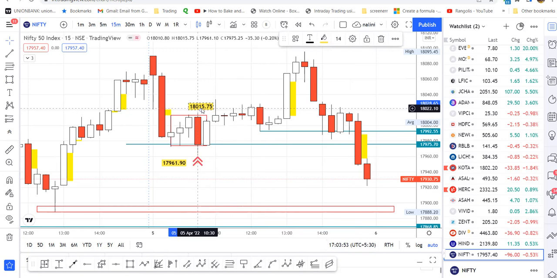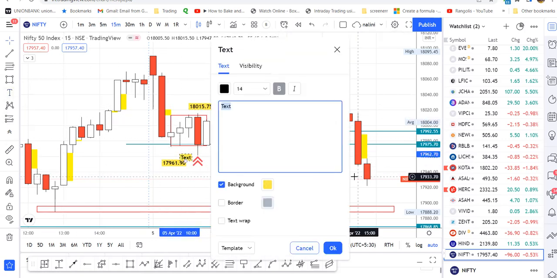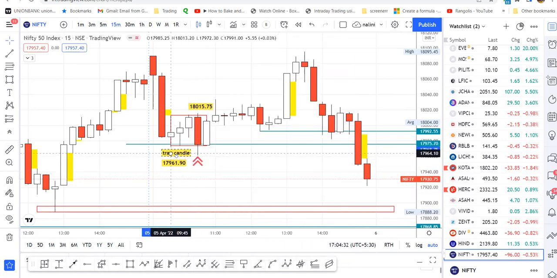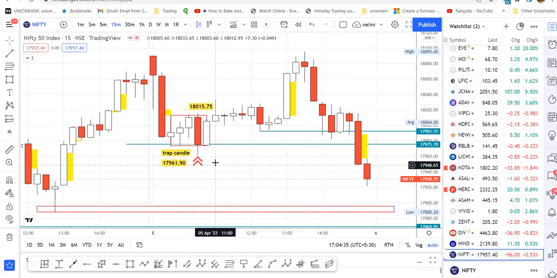So it made a low higher than the high of the previous white candle, which was a green candle, 18,013.95, and this made a high of 18,015.75. And here what it did, it broke the level of these white candles, made a low and closed inside. This is a trap candle.